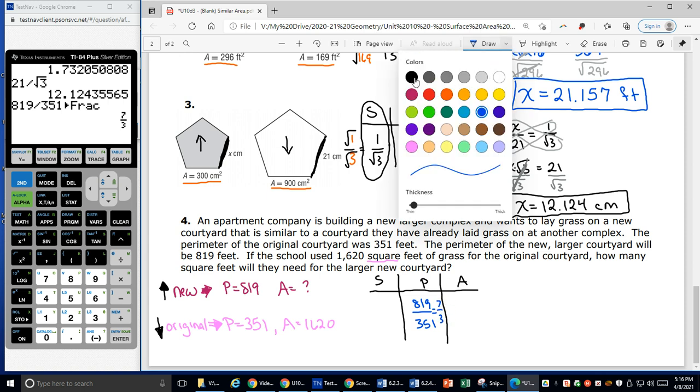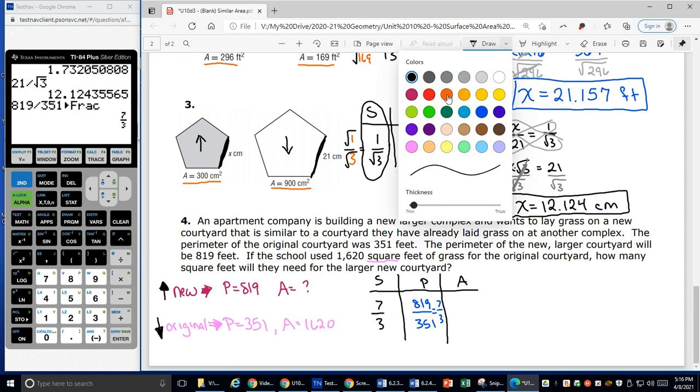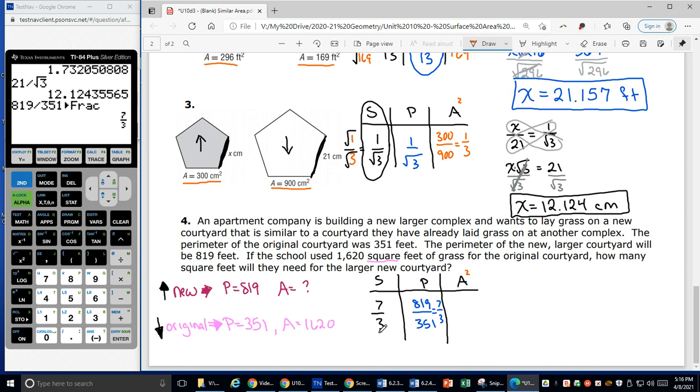7/3, which means my scale factor is also 7/3, and the ratio of my areas is the square of that 7/3. So it's 7 squared over 3 squared. 7 times 7, 49. 3 times 3, 9. So what am I trying to find? I'm trying to find an area. So I'm going to use the ratio of my areas. My up arrow area that I don't know, I'm going to call it X, over my down arrow area is 1,620. That should reduce to 49 over 9.